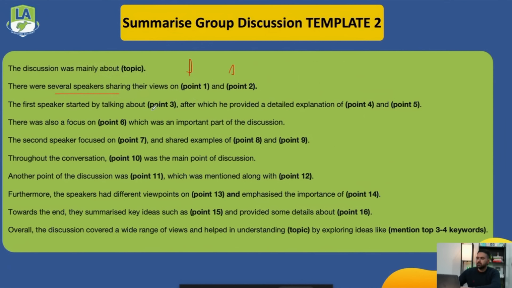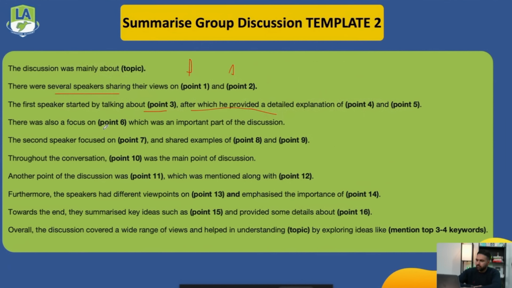The first speaker started by talking about keyword here, after which he provided details about point 4 and point 5. Point 4 and 5 can be a single word keyword. If you're using single word keywords, they should be important words like nouns. You can't just say, after which he provided a detailed explanation of good and bad. No, it should make some sense. It should be a complete piece of information, preferably nouns or proper nouns.